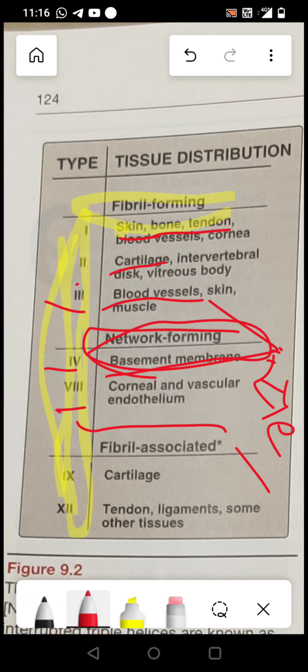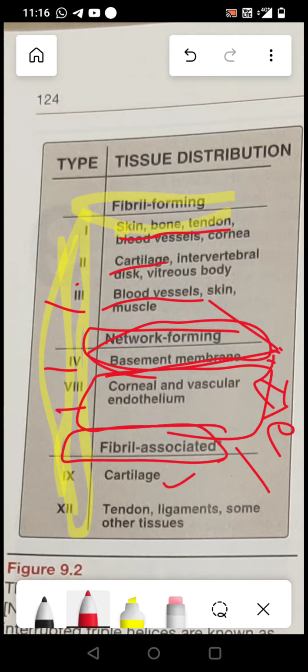Here again you see corneal and vascular endothelium, the endothelial layer of the blood vessels and the cornea. Then fibril associated. What is fibril associated?